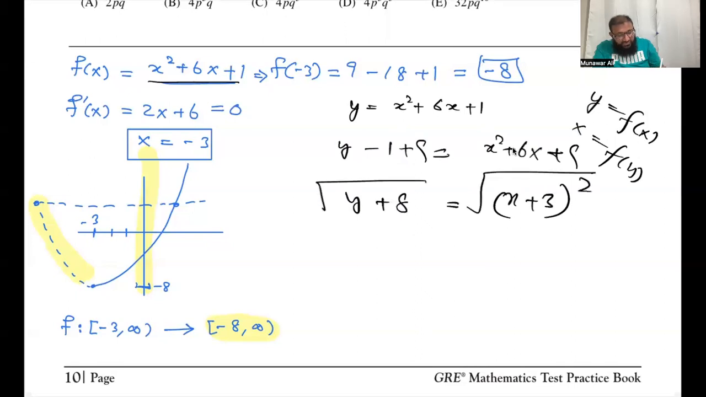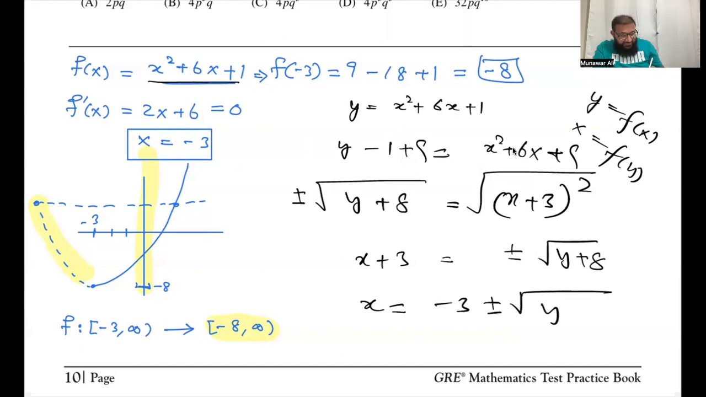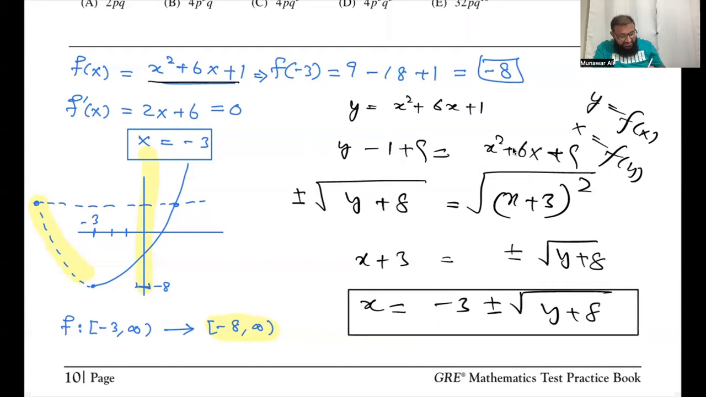And I'm taking a square root on both sides. Obviously, this will be positive and negative both. So I'm writing it the other way around: x plus 3 is positive and negative square root of y plus 8. And I'm taking 3 to the other side. So this becomes negative 3 plus minus square root of y plus 8. So this is my final answer.